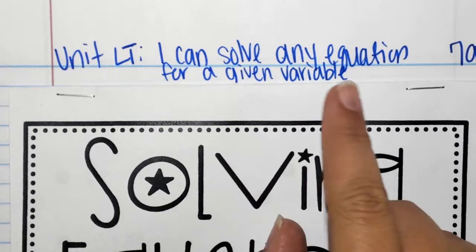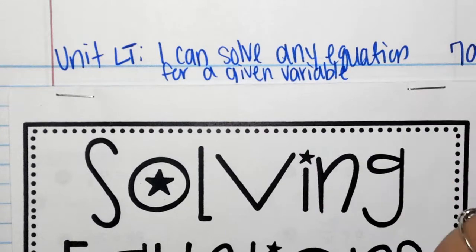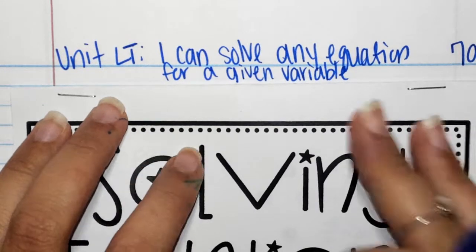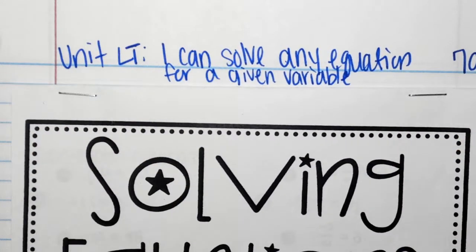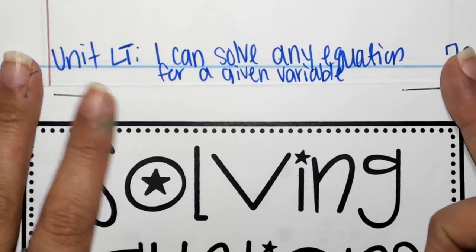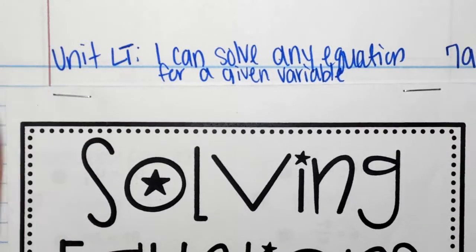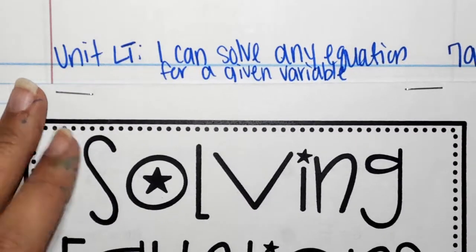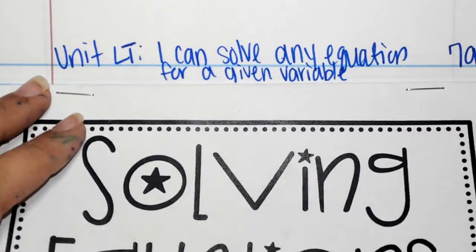So this, I can solve any equation for a given variable, is level 2-ish. It's a skill or concept that we are learning. What we're doing today is going to be between a level 2 and a level 3. Is everybody ready?